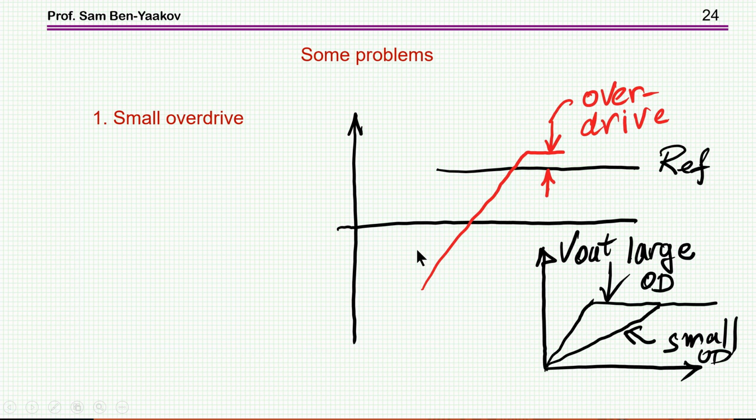One problem is a small overdrive. If this is the reference, the threshold, and the signal is going up and then stabilizes just above the threshold, this difference is called overdrive. This is how much higher I am than the threshold or the reference in the case of a comparator. This is the characteristic of a comparator. And as it turns out, the larger the overdrive, the faster the response. So if you have a very small overdrive, say a couple of millivolts above the reference voltage between the two terminals of the comparator, then you're going to have a very slow rise. This is very typical of a comparator. So this is one problem.